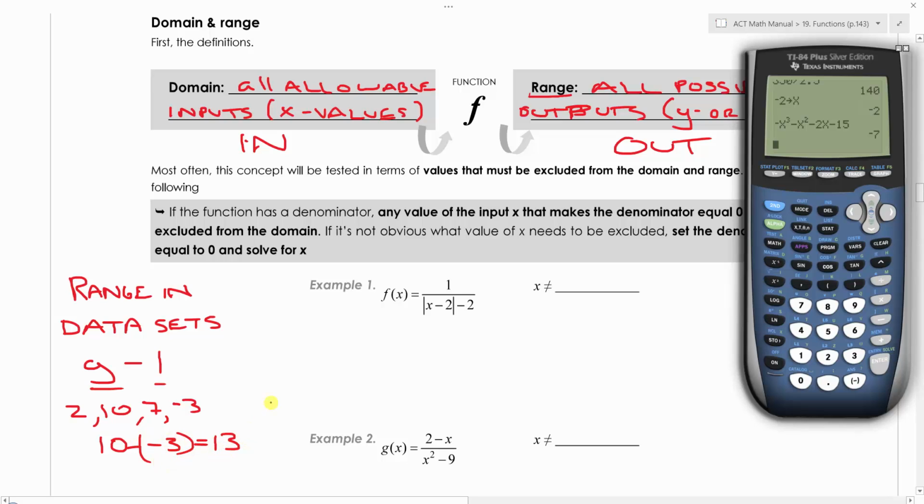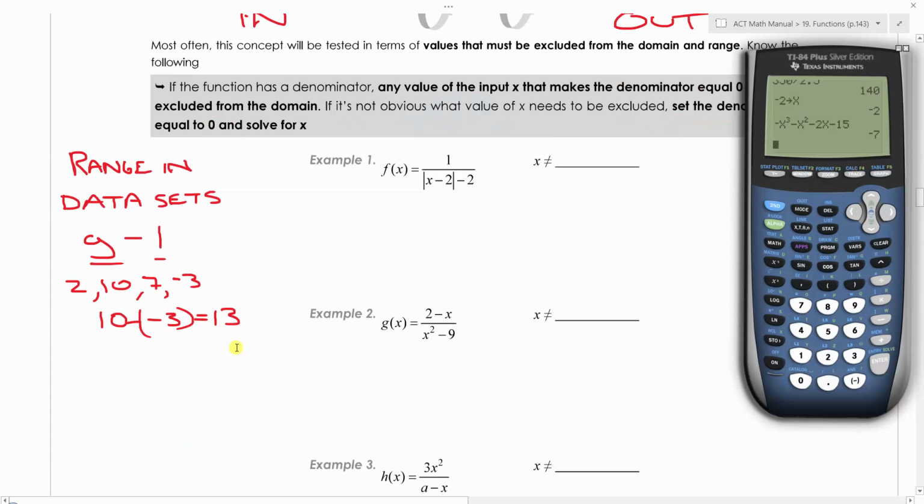So keep in mind, again, if you do see a range question, or you see the term range in a question that is dealing with averages or means or medians or any sort of statistical data set, the range means something slightly different in those questions. It's just the difference between the largest value and the smallest value.